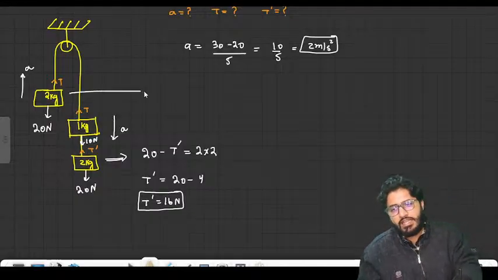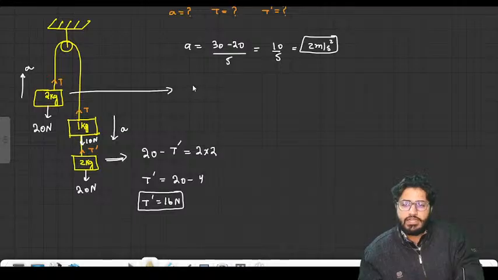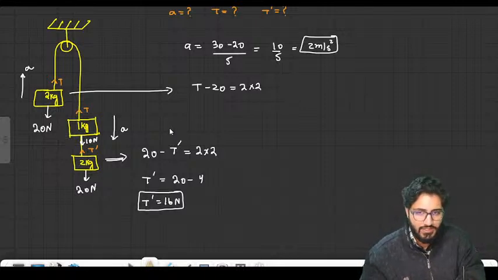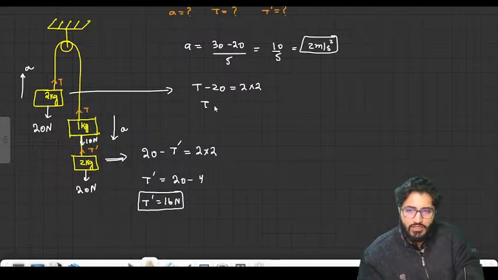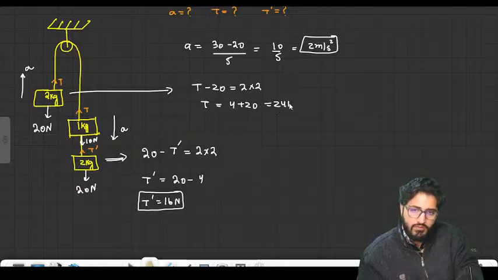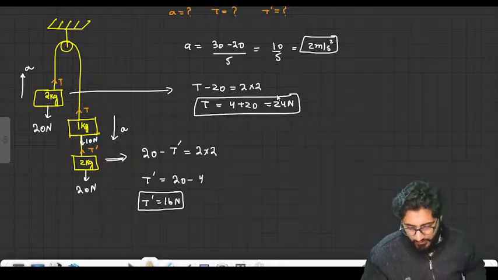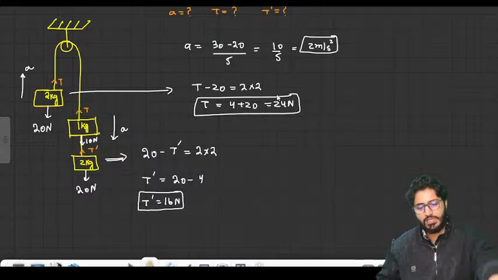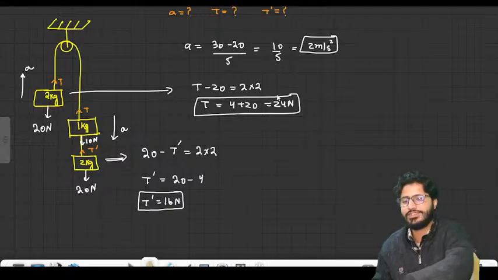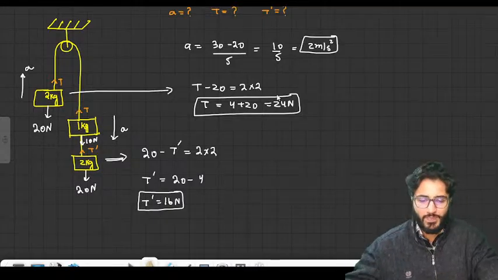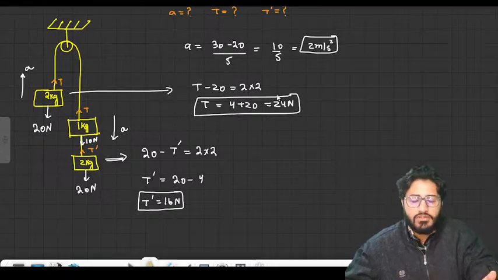Now for T, I can take this one. It will be T minus 20 equals mass into acceleration. Clear now? So T equals 4 plus 20, which came out to be 24 Newton. Easy or super easy? Very easy, no? So by this we conclude how to solve such numericals.